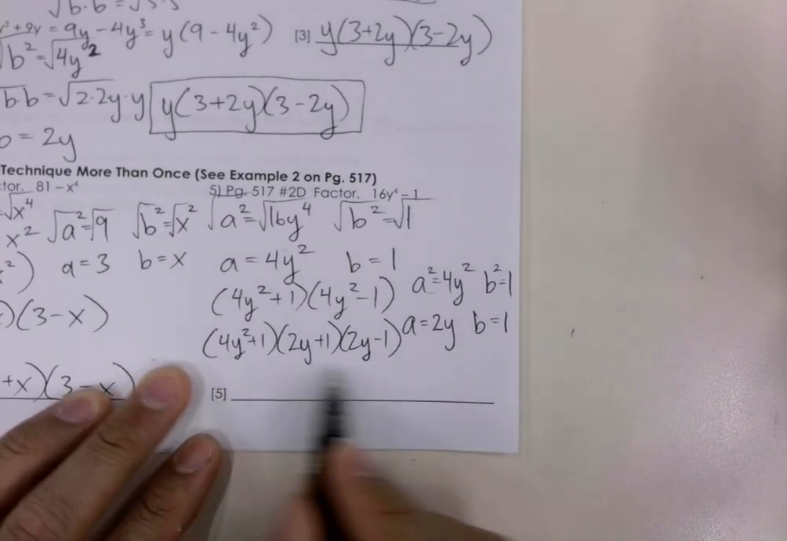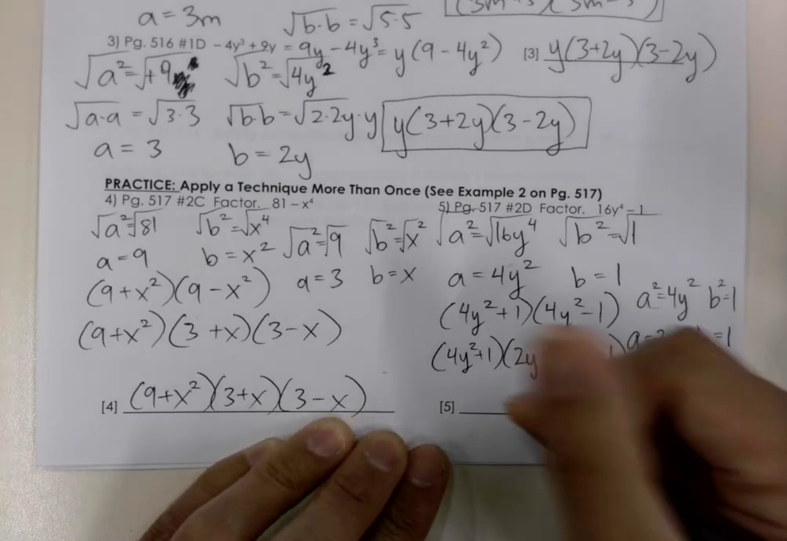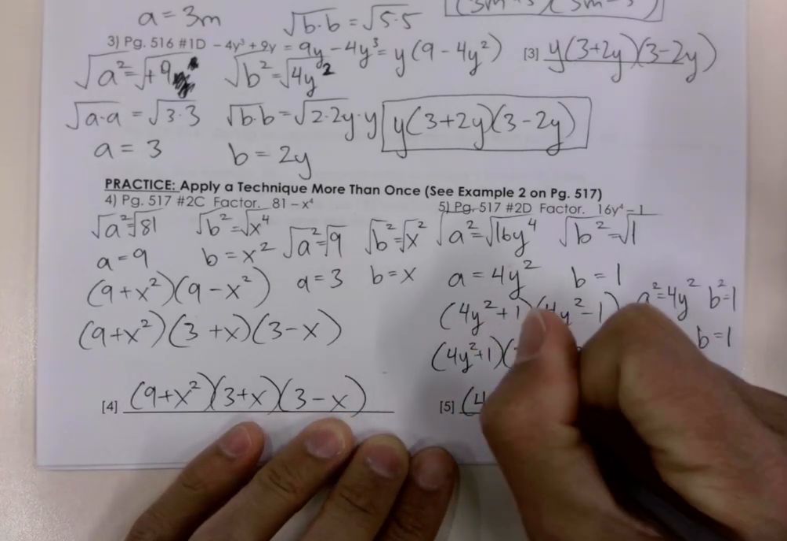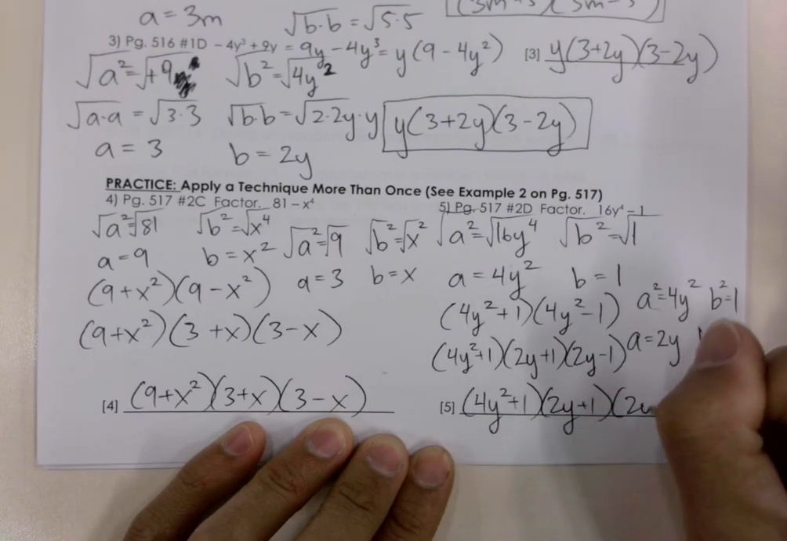So this is my final answer after applying the difference of two squares pattern twice. So I'm going to write that here: 4y squared plus 1, 2y plus 1, and then 2y minus 1.